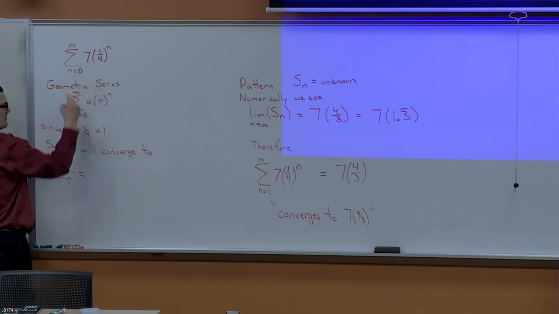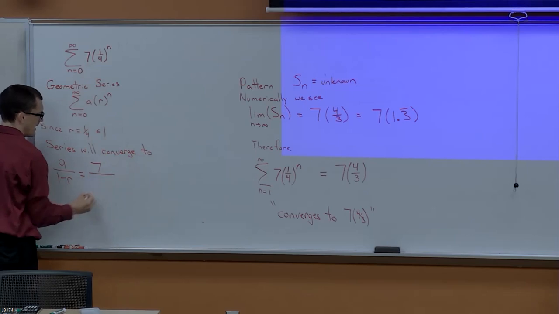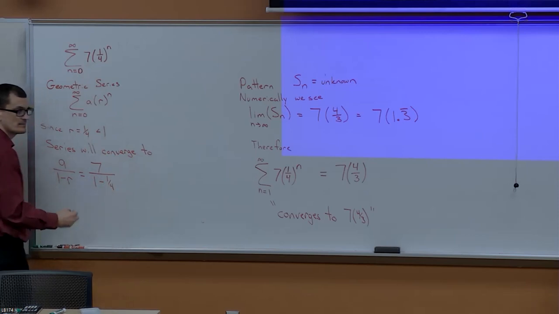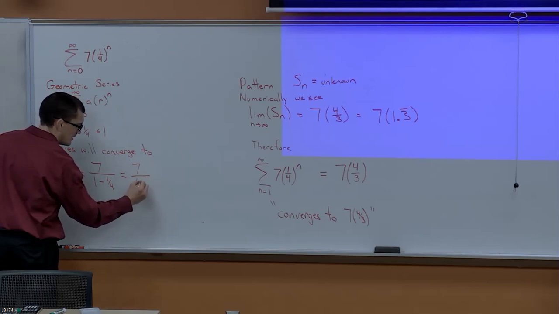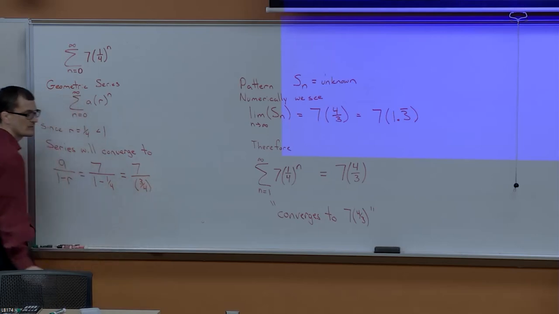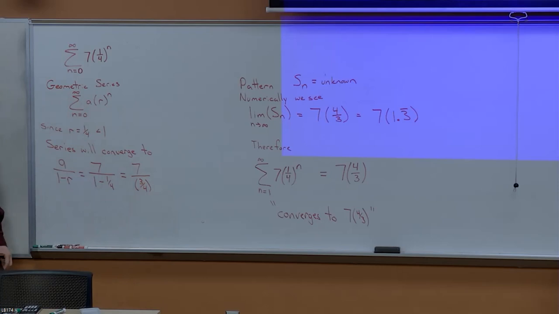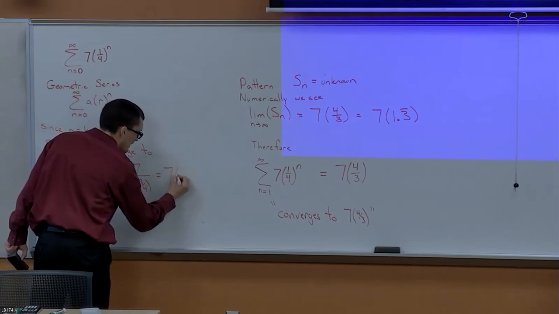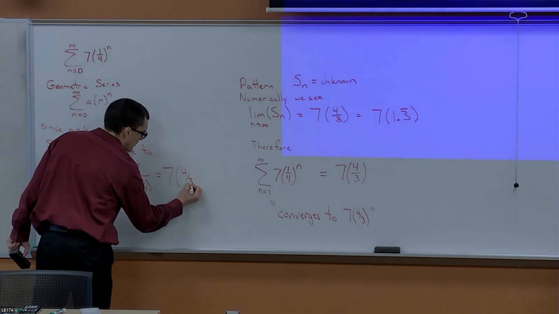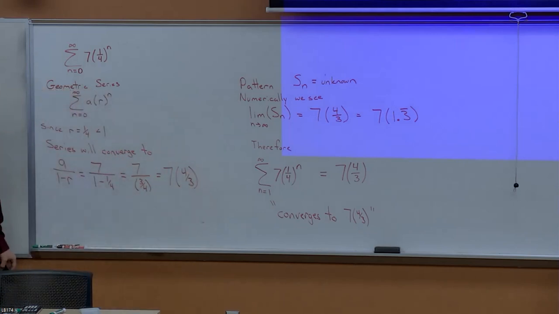My a is 7. And I'm going to divide by 1 minus a 4th. That is 7 divided by 3/4. Dividing by 3/4 is like multiplying by the reciprocal. Right? And so it's the same as multiplying by 4/3. Dividing by a fraction is the same as multiplying by the reciprocal.